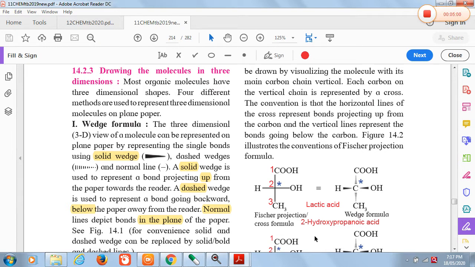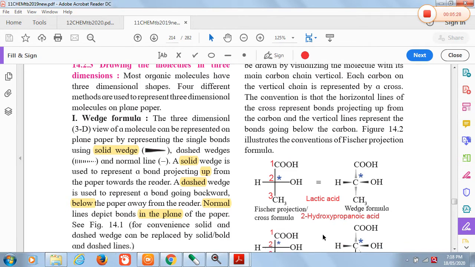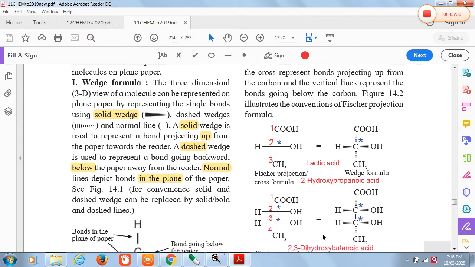Its IUPAC name is 2-hydroxypropanoic acid, because there are two functional groups in this compound. One is OH, another is COOH. So OH has least priority, COOH has first priority. So we use suffix for COOH and prefix for OH. That's why prefix is hydroxy and 3 carbon alkane is propane. Then e is replaced by oic acid. So in this way you can write the IUPAC name.